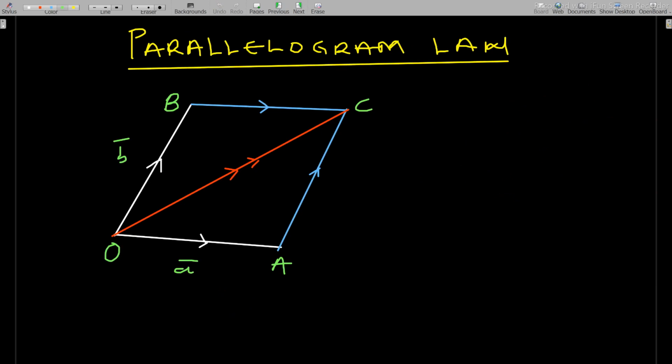It also states that if you have two vectors that have been represented in the two adjacent sides of a parallelogram, you could see that here we have vector OB, they are all starting from O, and you have OA here.